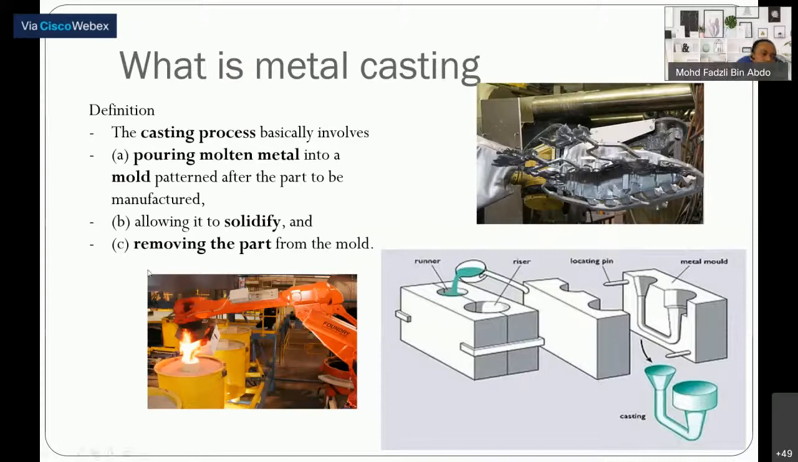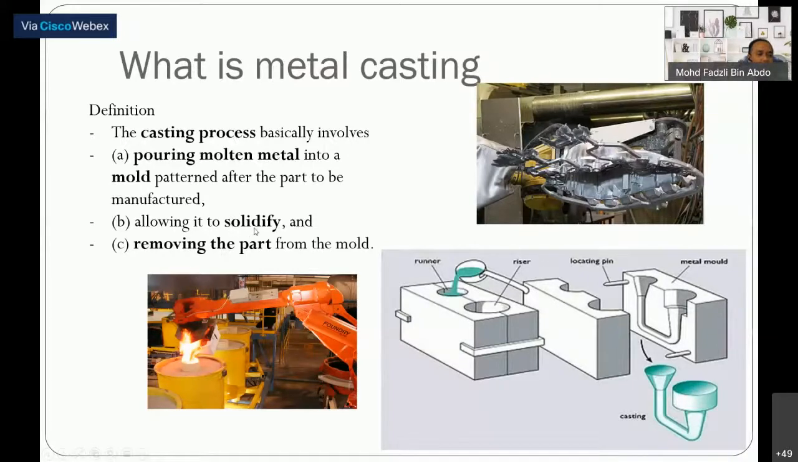This is the definition of the metal casting. The casting process basically involves pouring molten metal into the mold pattern after the part to be manufactured. Okay, inilah casting. Ni kita punya molten metal, kita pour ke dalam what we call pattern. Okay, nanti kita akan tengoklah what is pattern, what is the mold.